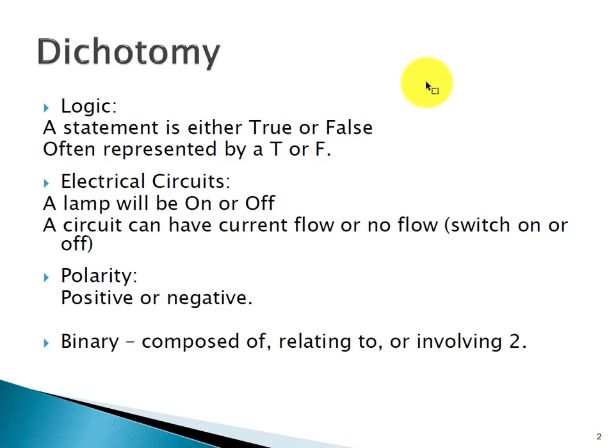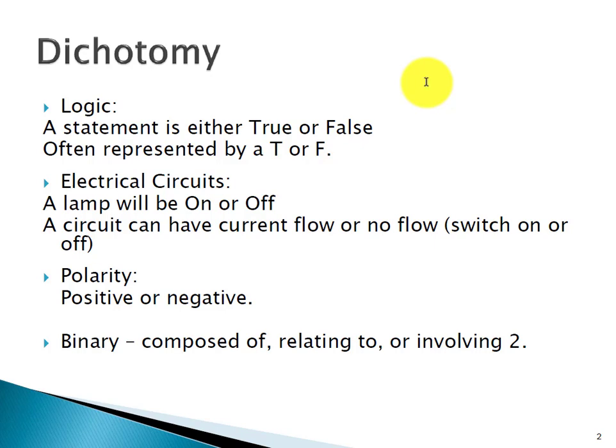At the heart of computing systems is this idea of a dichotomy. A dichotomy is two states. It can be high or low. These states have nothing to do with each other. In logic, you can have true or false, often represented as capital T for true or capital F for false. In electrical circuits, you can have low current and high current. You can have a lamp which switches on or off. You can have in a circuit current flow or no current flow.